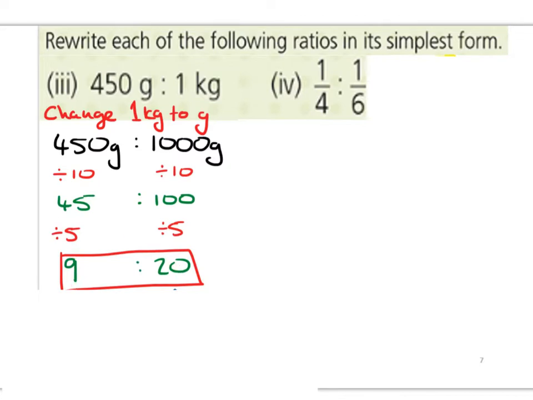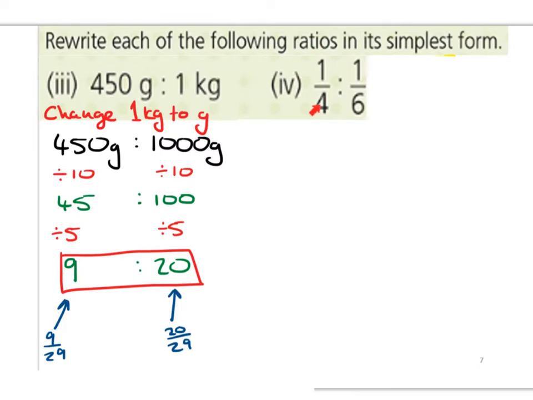So 9 plus 20 gives us 29. So that 9 there represents 9/29 of the whole amount, and that 20 there represents 20/29 of the whole amount. In the last example here, we have fractions, so we have to do something different.